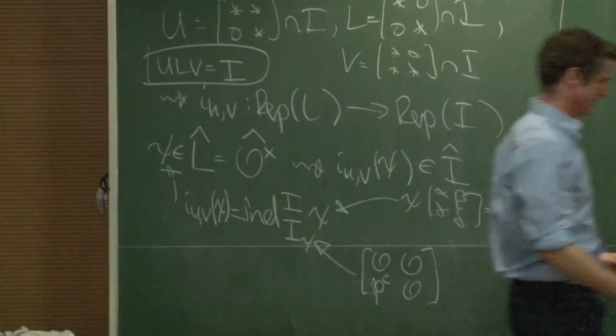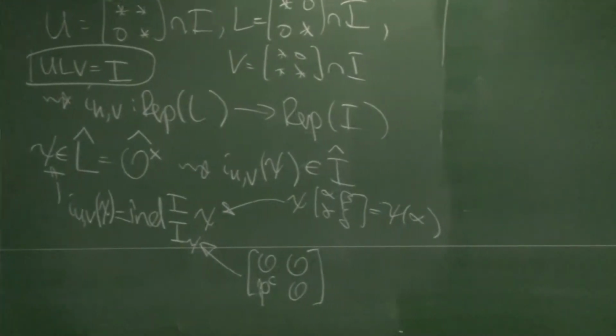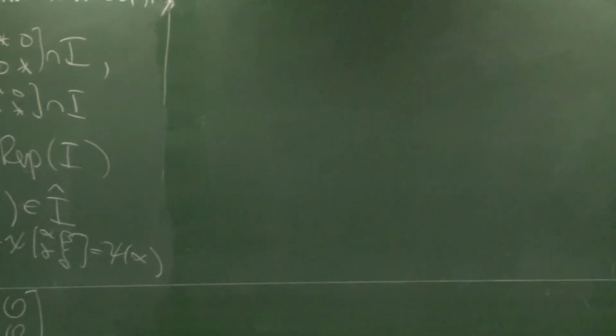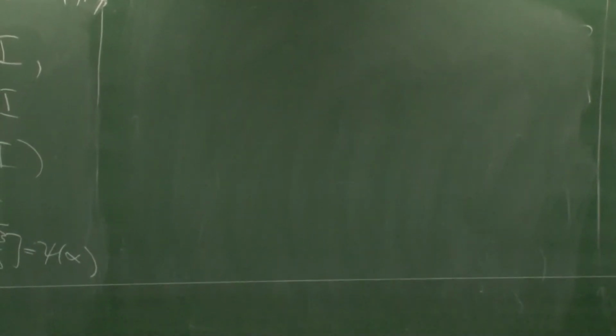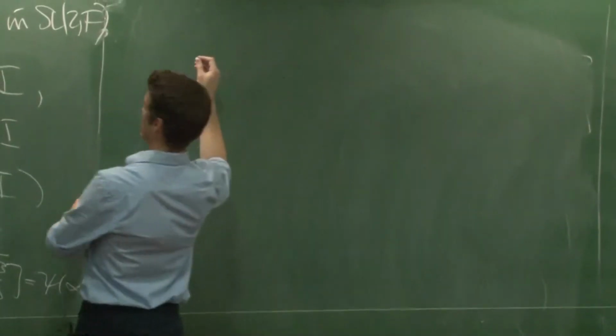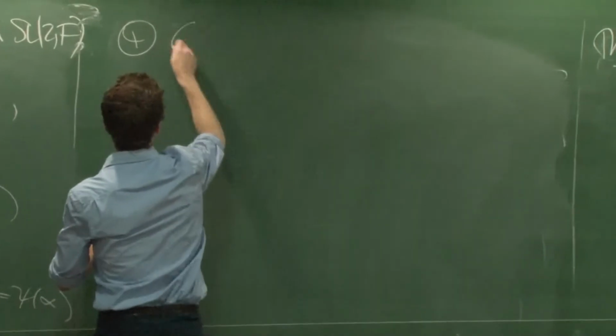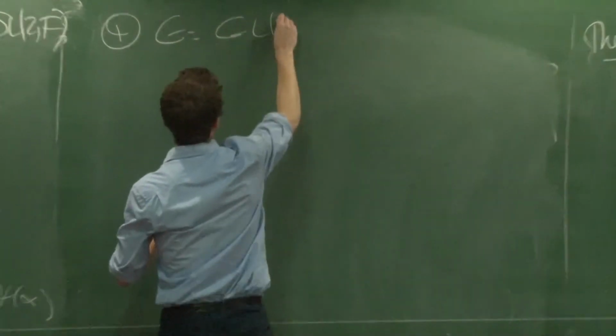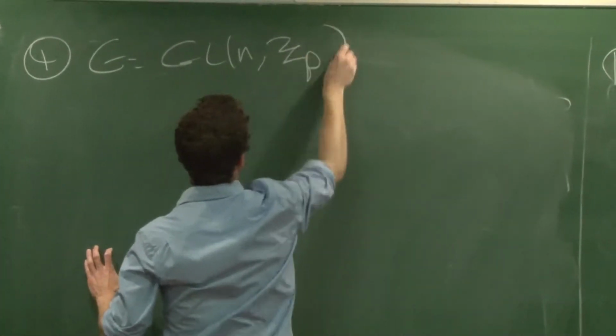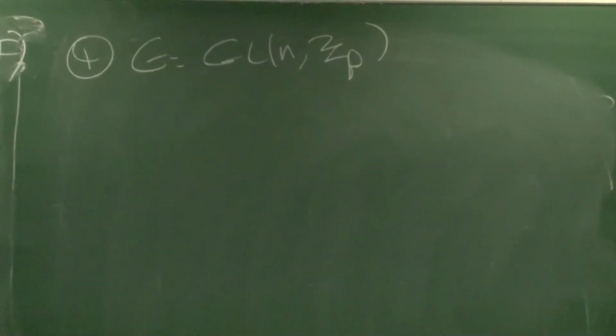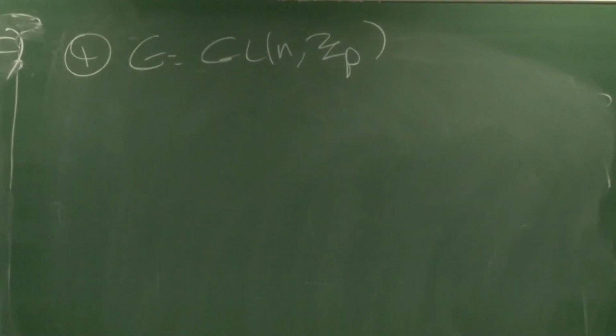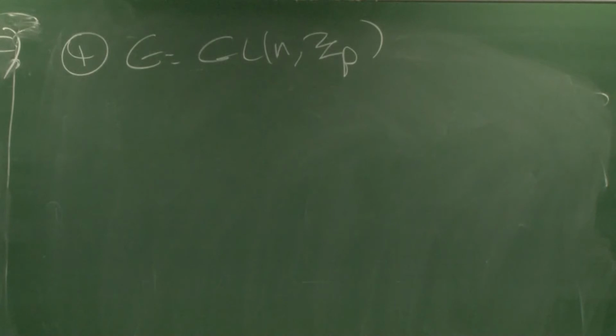Okay, final example, which is the one we began with, GLN. Where are we up to before? G is GLN of Z_p, or if you like, you can take GLN over, say, any finite commutative ring, or any profinite commutative ring, if you like.